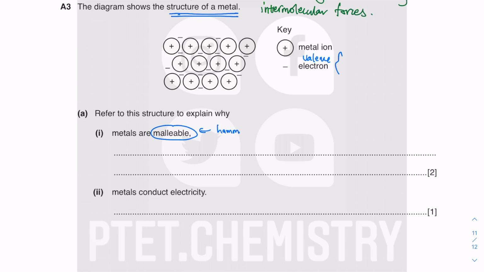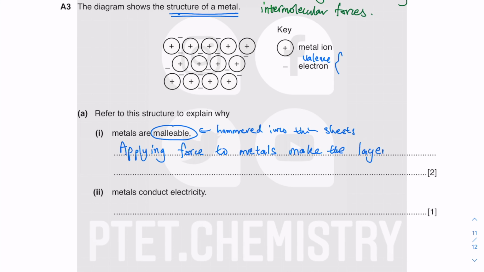Malleable means you can hammer it into thin sheets. The fact that you have to hammer it means applying force. So applying force to metals makes the layered structure, where the cations are not straight away touching the cations because they repel each other. Instead, you have the electrons in between that help them get attracted. So there's a force of attraction there, making the layered structure as seen above.